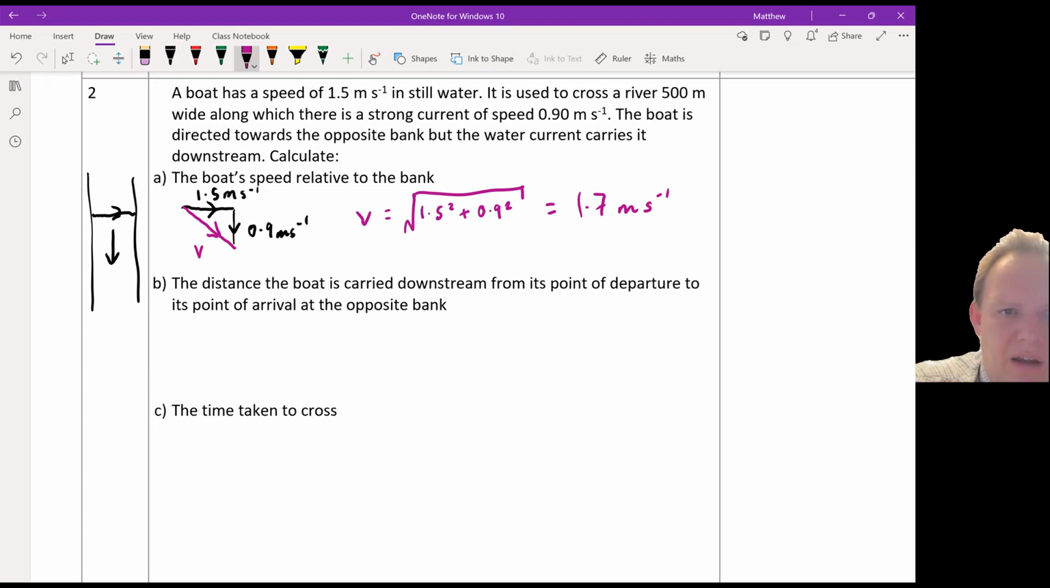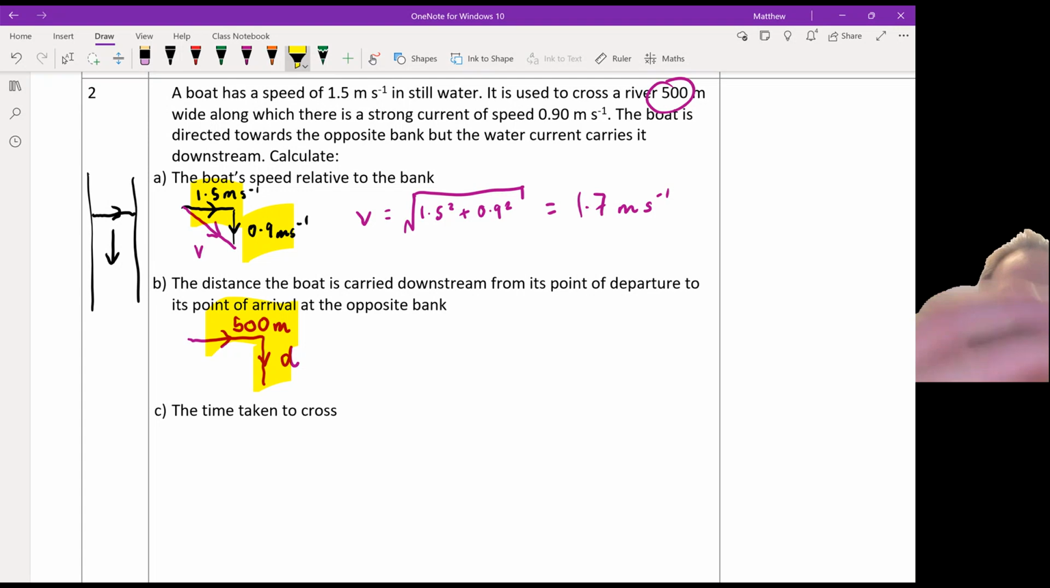In terms of displacements, we're going to get a similar triangle to the one that we had previously. The displacement across the river is 500 meters. It's a wide river, isn't it? 500 meters, it has to go across the river. And while it's going across the river, it will also drift down the river a distance d. But we can say that the ratio of the sides in this triangle above has to be the ratio of the sides of the triangle here as well. The displacements and the velocities have to be in proportion to one another.